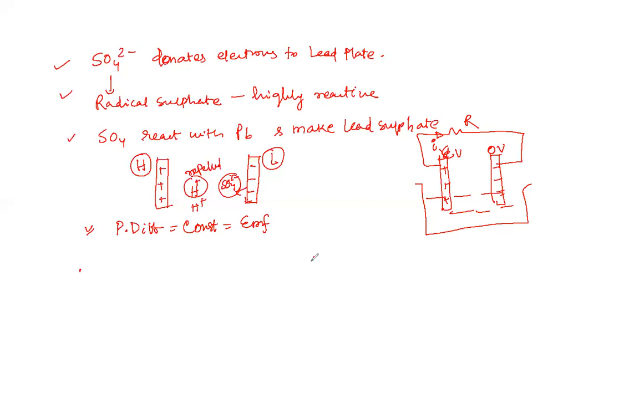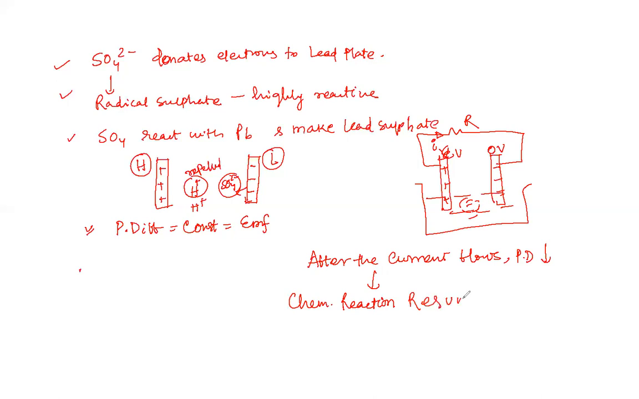After the current flows, the potential starts to decrease. Potential difference again starts to decrease. If the potential difference starts to decrease, again the reaction will start to resume. Now the chemical reaction inside resumes again, and the potential difference is maintained.